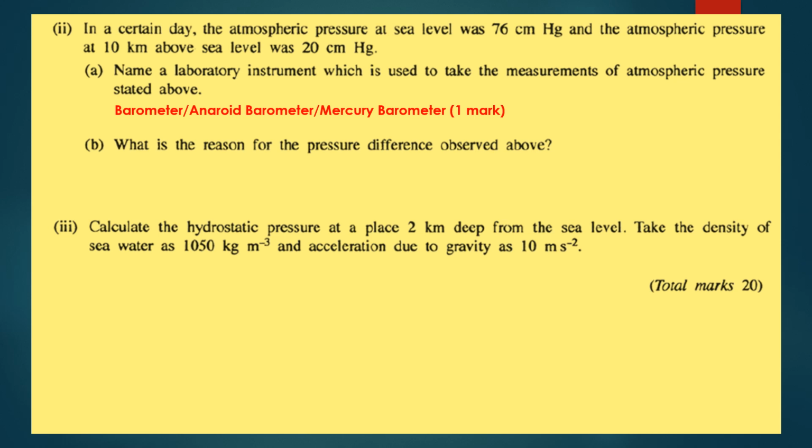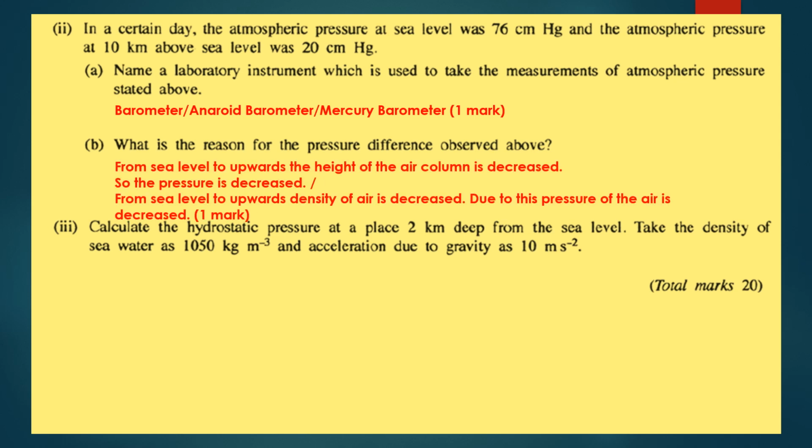B. What is the reason for the pressure difference observed above? From sea level upwards, the height of the air column decreases. So the pressure is decreased. Or you can write, from sea level upwards, the density of air decreases. Due to this, the pressure of the air is decreased. You can earn 1 mark.